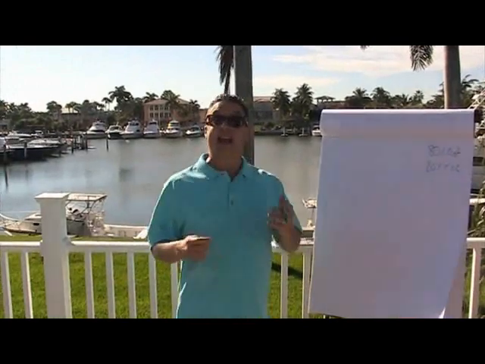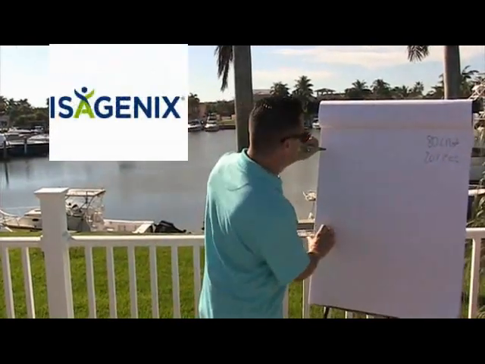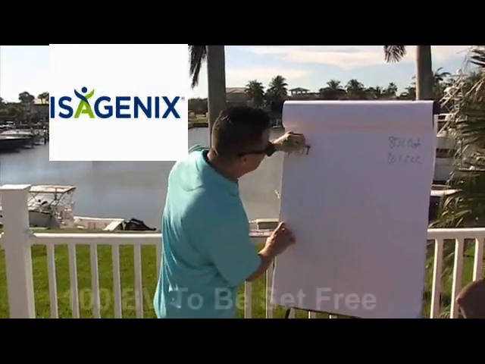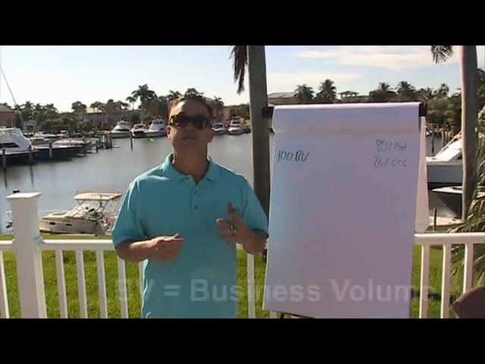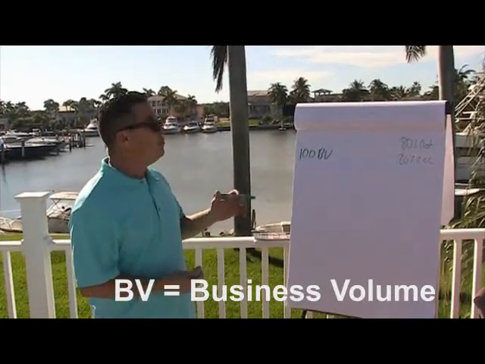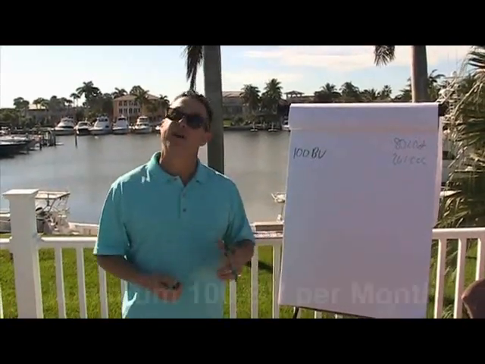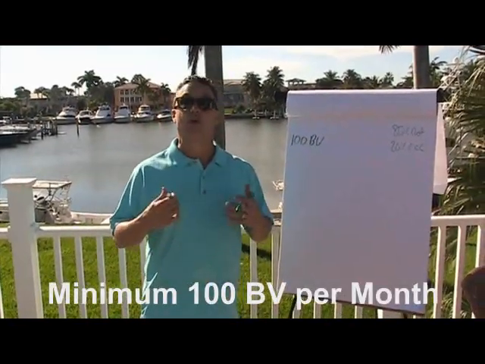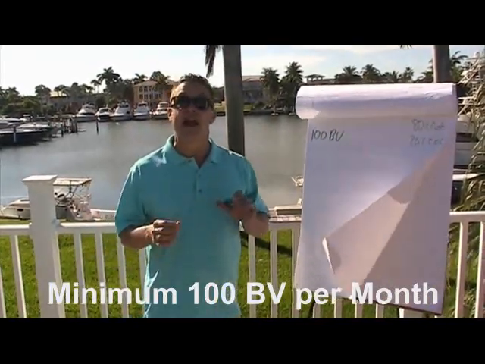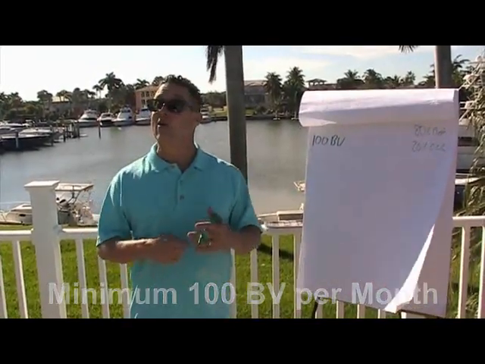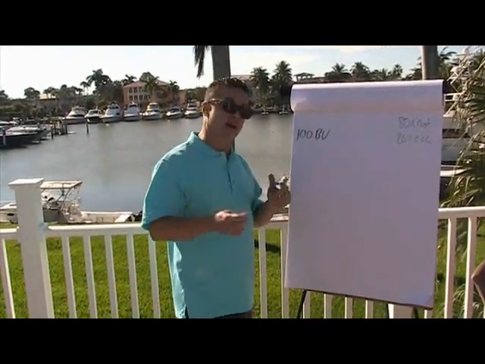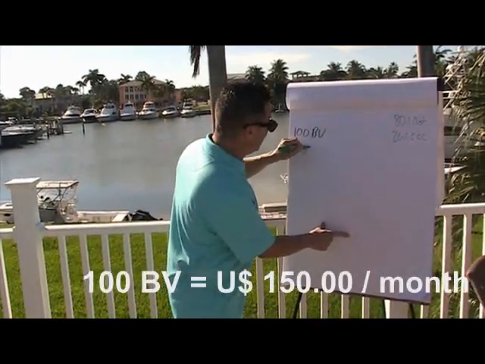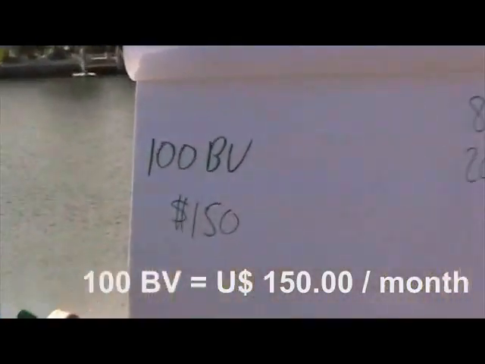Ready? In our company, we have a saying, 100 BV to be set free. BV stands for business volume. You need to order a minimum of 100 BV for your own consumption or that of your families every single month. That is the only requirement to participate in this business. 100 BV, guys, works out to about $150 a month.